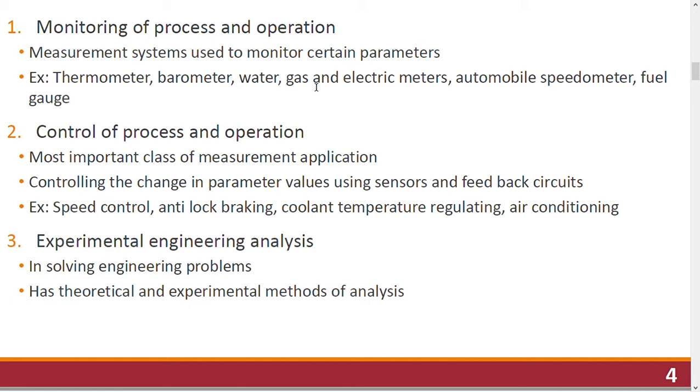Now the second classification or application, which is the most important, is the controlling of process. Now here, some parameter will be measured and it will be controlled. So this type of measurement system ensures that the measured parameter fits in the preset value range.